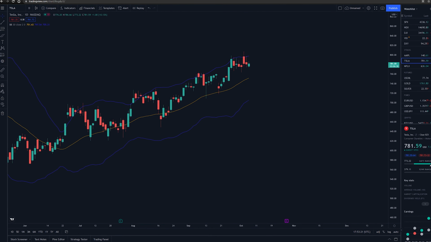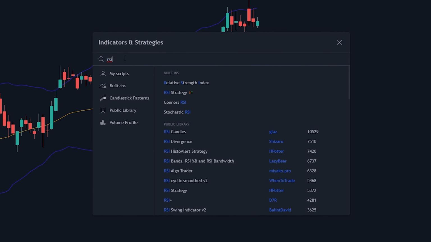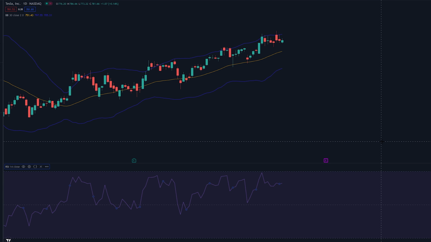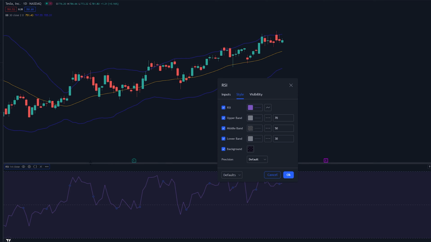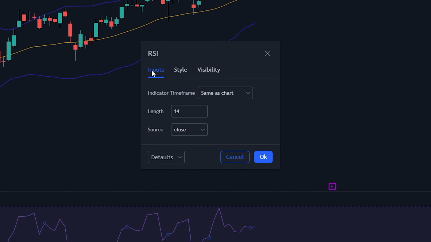Alright, we got the Bollinger Band set up. Now let's add RSI. To do this, just go to your indicators tab, type in RSI, and then click this top one that says Relative Strength Index. Now that we have RSI added, let's modify the settings a bit. Make sure the upper band is set to 70 and the lower band is set to 30. Then the length is probably set to 14. For this specific strategy, we want it to be set to 13.